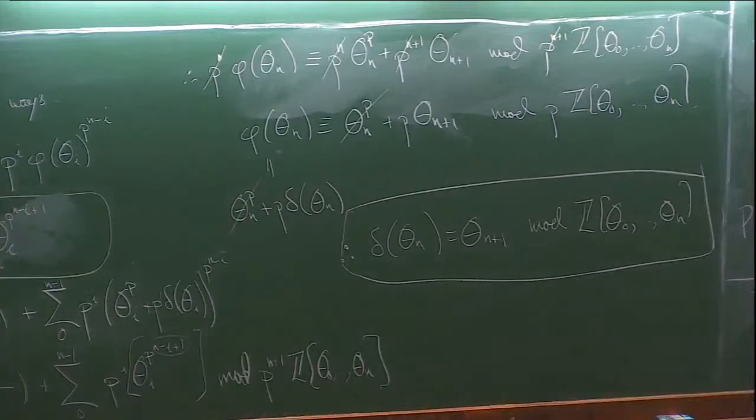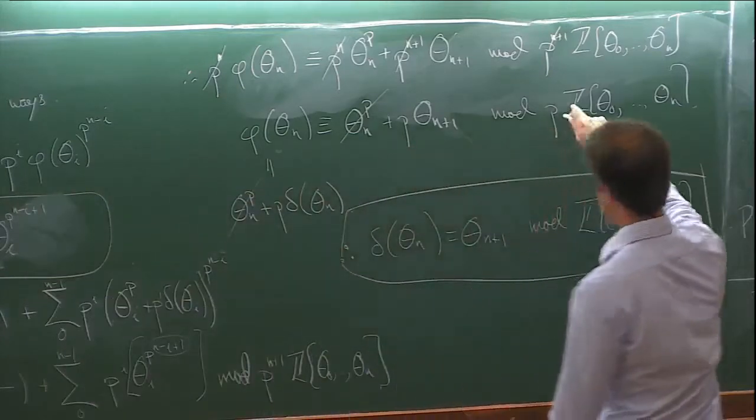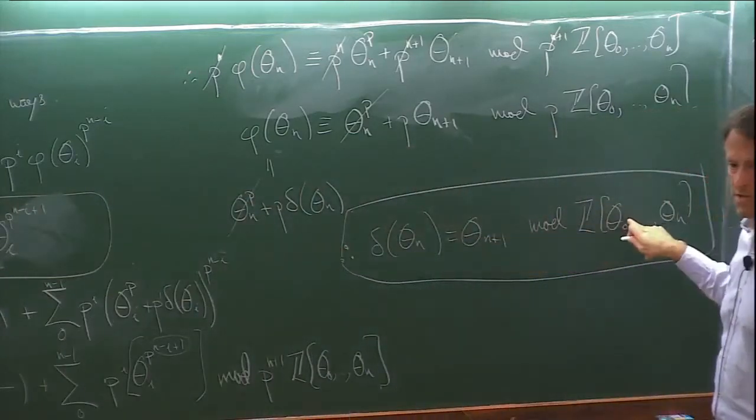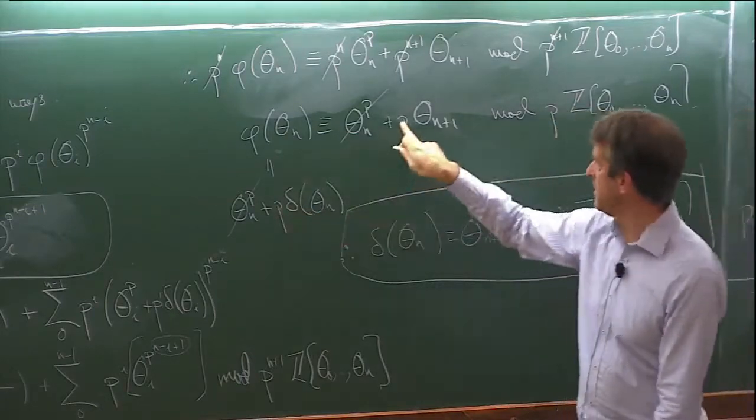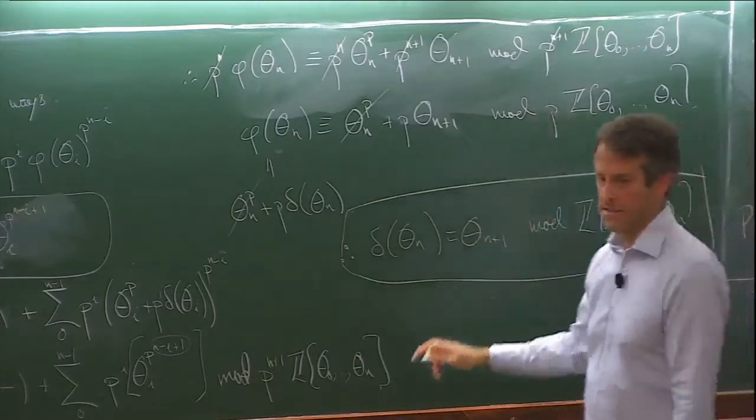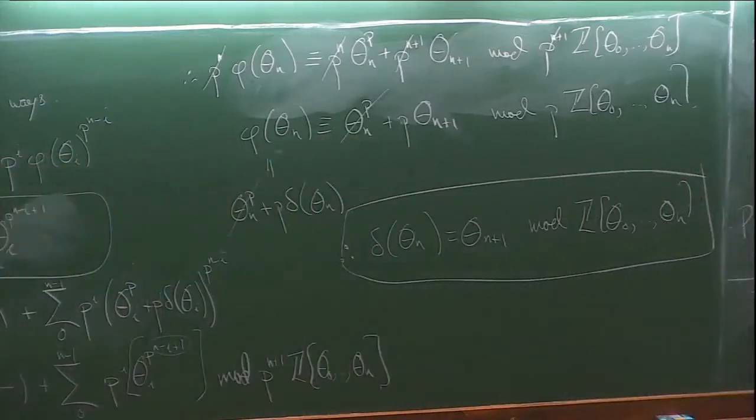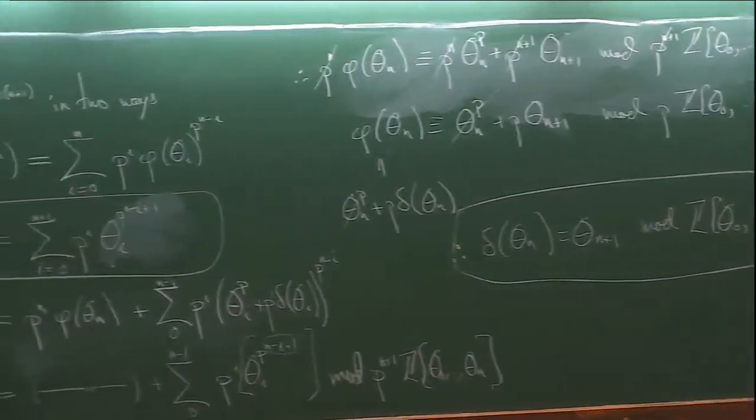Okay, apologies for that. No, because we canceled the p. So it's just that these two are the same modulo lower order terms. The p here and the p here all got canceled. Which is what we wanted to prove.